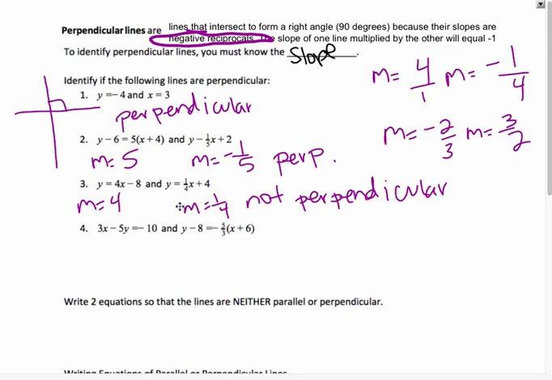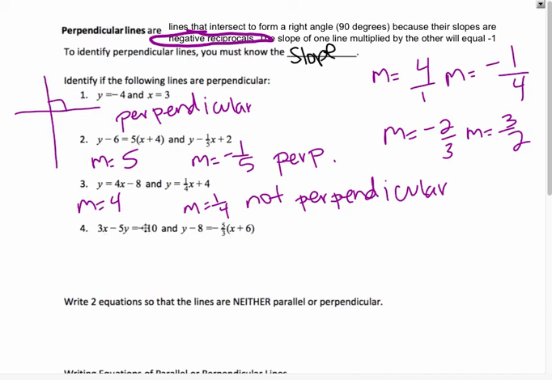So what does that mean if they're not parallel and they're not perpendicular? That means that they intersect somewhere, but not at a 90-degree angle. So these two lines would be neither parallel nor perpendicular. They intersect, but not at a 90-degree angle, okay? All lines are going to intersect unless they are parallel. Every line intersects unless they are parallel. So if they're not parallel, we know they intersect, but just not at a 90-degree angle.